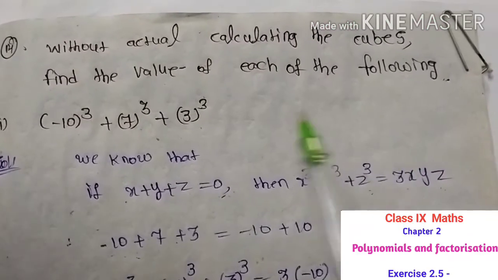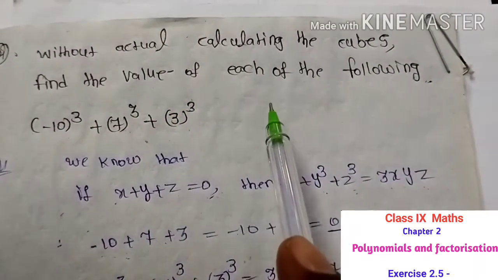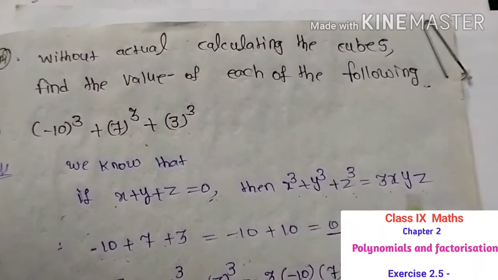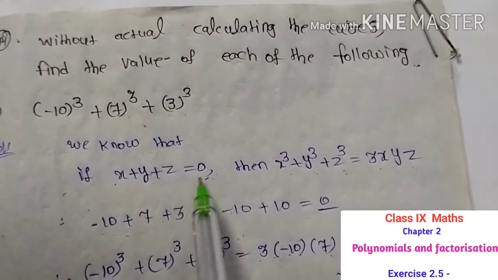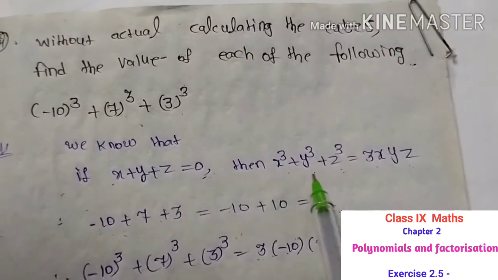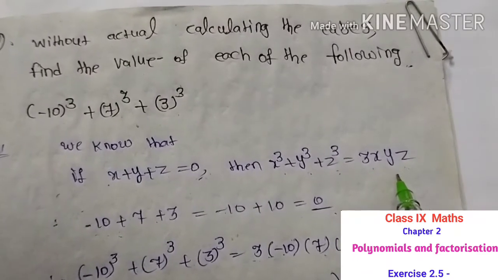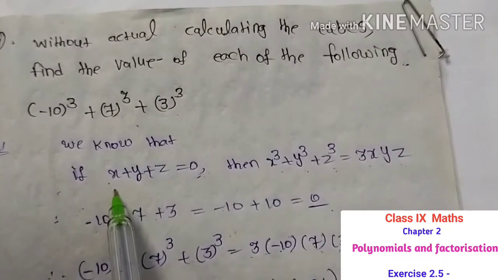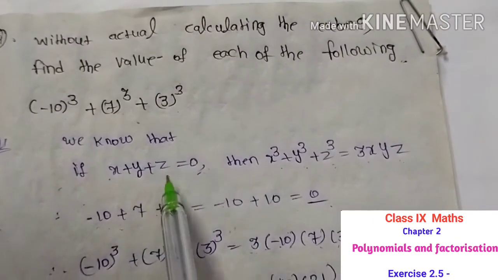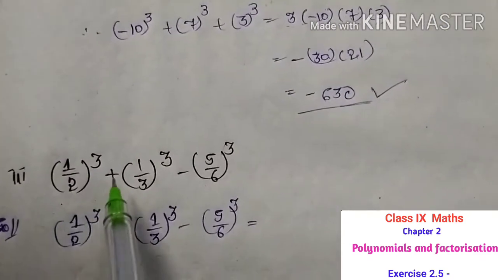Now you can see our 14th question. Without actually calculating the cubes, find the value of each of the following. See here, we already know that formula: if x plus y plus z is equal to 0, then x cube plus y cube plus z cube is equal to 3xyz. That means first of all you need to write it in the form of x plus y plus z.